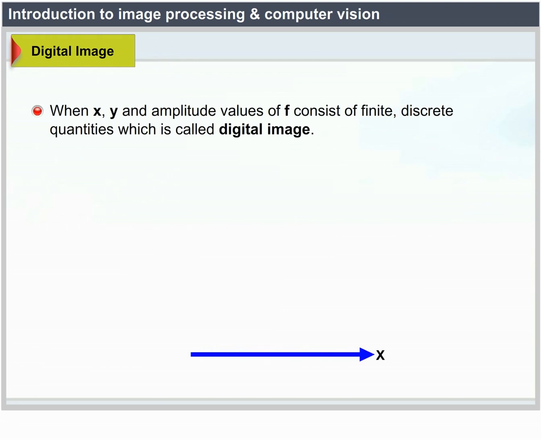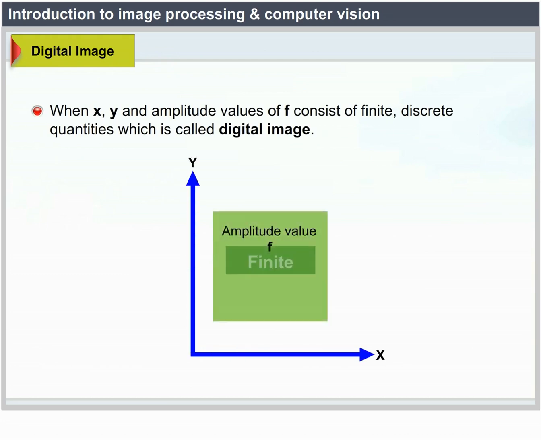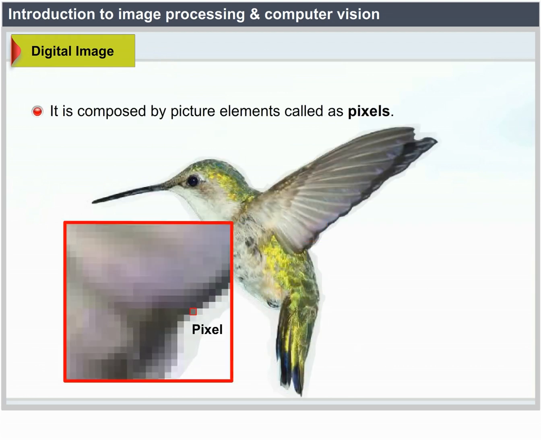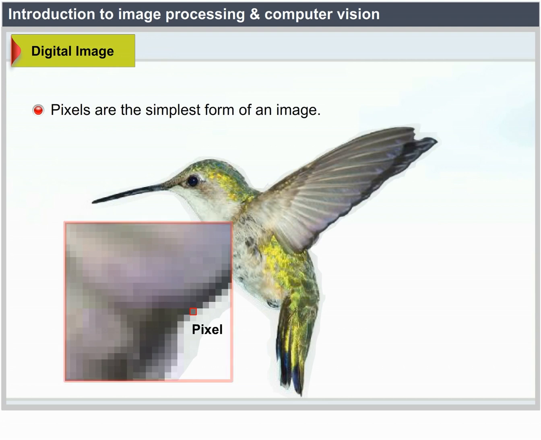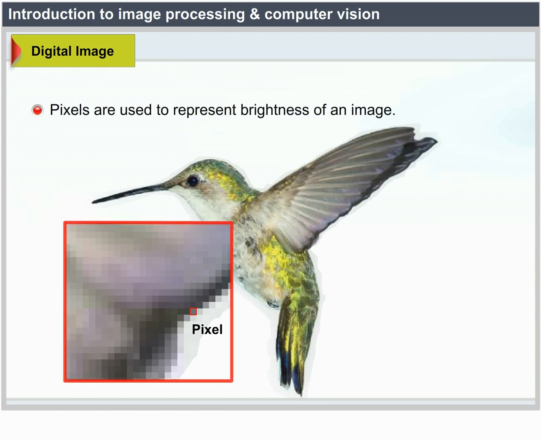Digital image. When x, y and the amplitude values of f are all finite, discrete quantities, the image is digital. It is composed of picture elements, which are called pixels. Pixels are the simplest form of an image. Pixels are used to represent the brightness of an image.